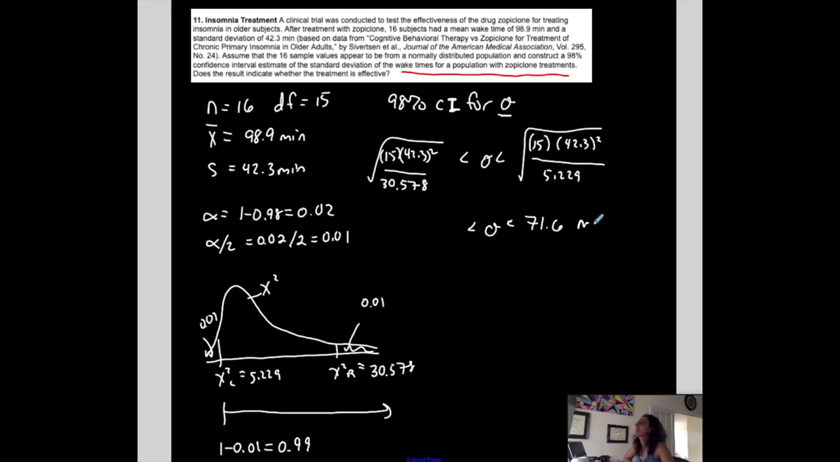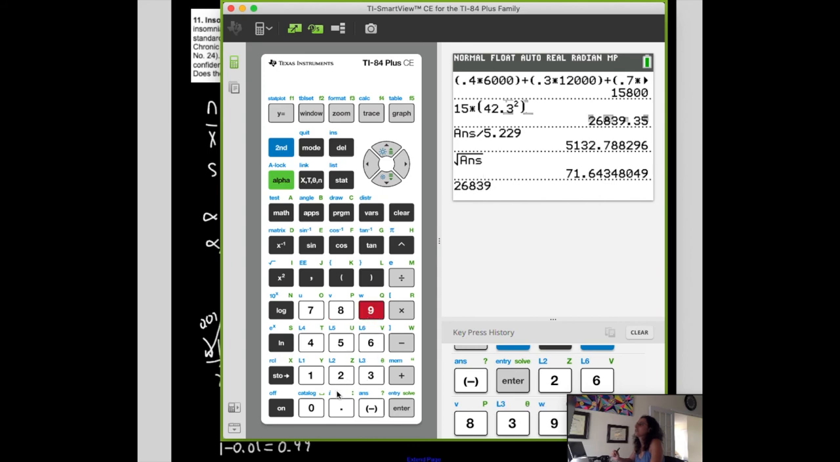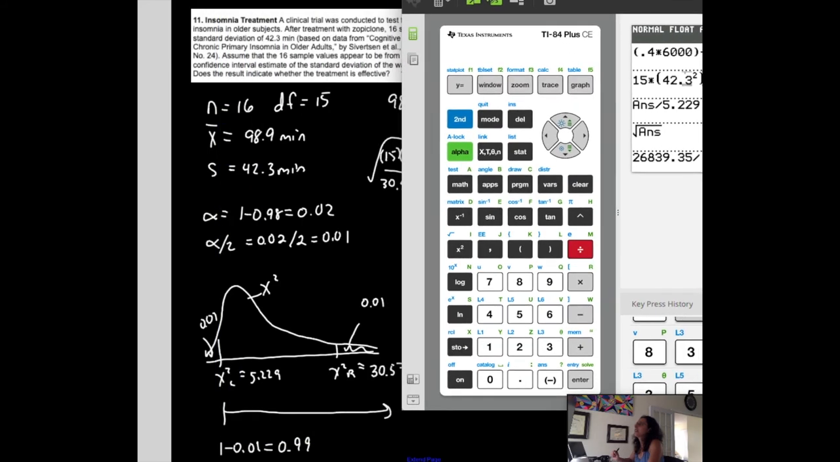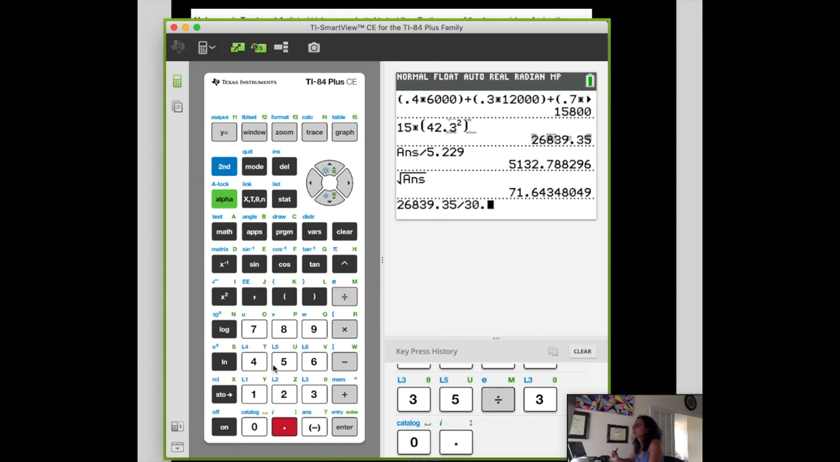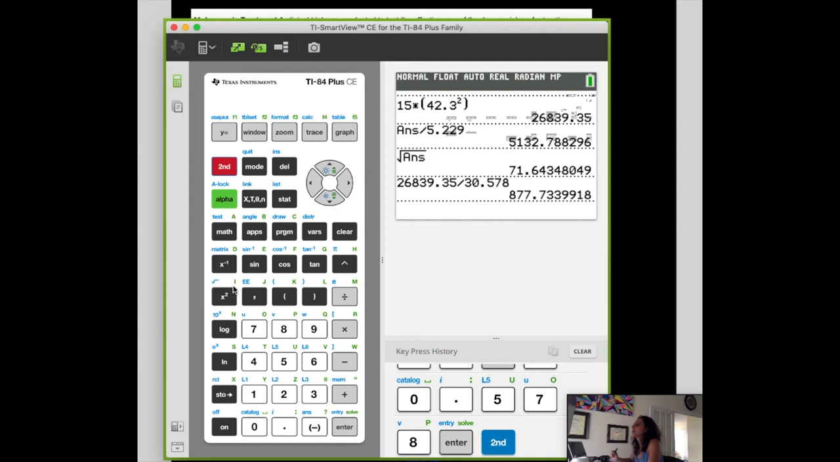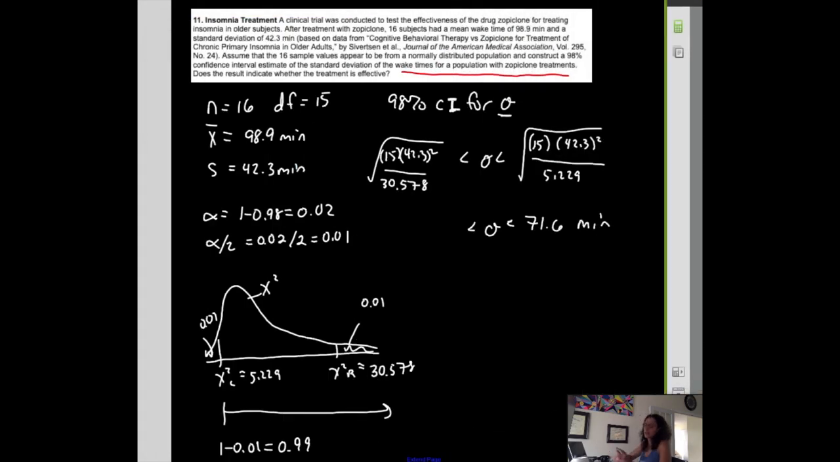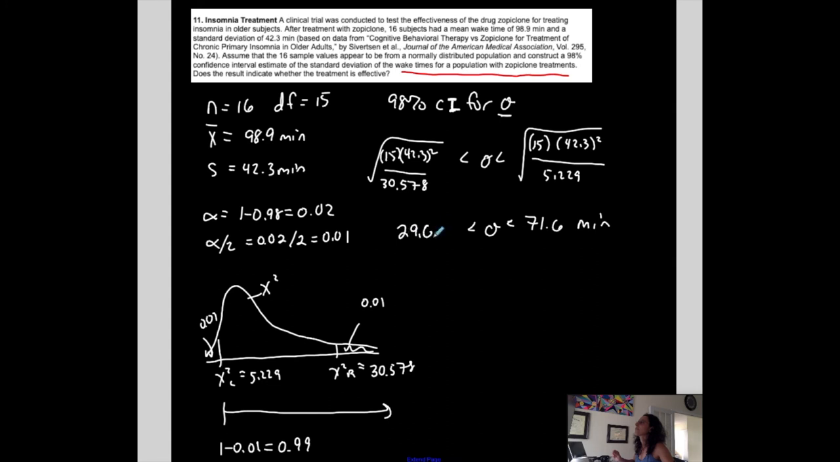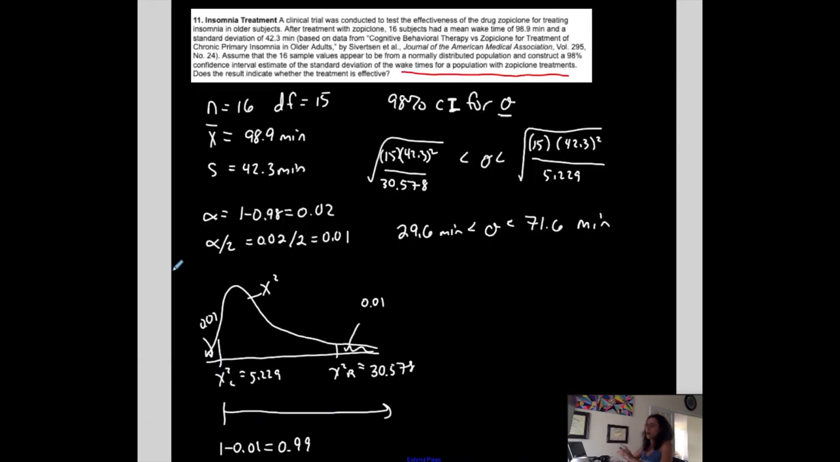71.6 minutes, right? Don't forget my units. Now, the left side has the same numerator, the 15 times 42.3 squared. So I'm going to take 26,839.35 and divide that by my right-tailed chi-squared critical value, 30.578. And then I need to take the square root of that answer. 29.6, rounded to the nearest tenth. 29.6 minutes. So I have my confidence interval for sigma, which is the population standard deviation.